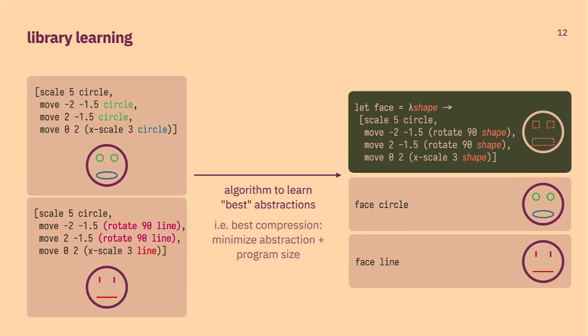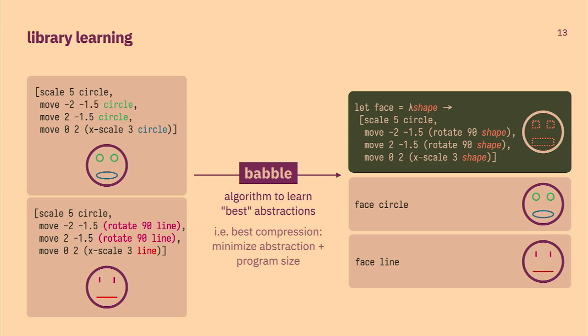Now, which abstractions are the best is a somewhat subjective metric. So taking from other work in this area, we define our evaluation metric to be best compression. In other words, we want to minimize the total size of our abstractions and programs, and Babble is the tool that we've created to tackle this problem.